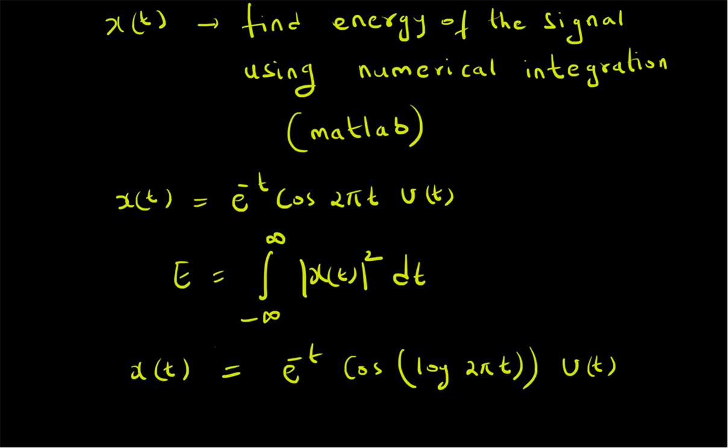So to summarize, given a signal x of t, we can find whether it is finite energy or not by using a numerical method. Basically, we can compute the energy by using numerical integration. For example, when we have a signal x of t with a structure like e power minus t cos of 2 pi t u of t, we can theoretically calculate its energy and also use numerical methods to find the energy.